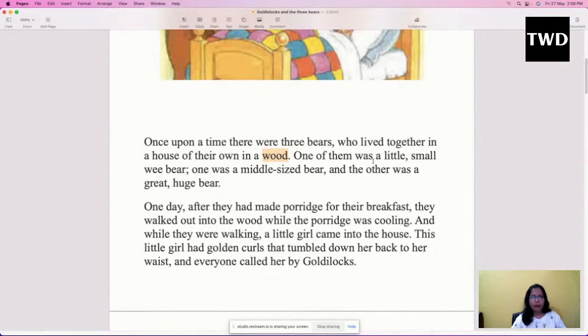Wood. One of them was a little small wee bear, and one was a middle sized bear, and the other was a great huge bear. In this part of the story, they are introducing the characters. Everywhere they have used a comma because one by one they are introducing the characters. If you read it without any comma or full stop, people won't understand what you are talking about. For example, how will it sound if I read the same sentence without any comma or full stop?